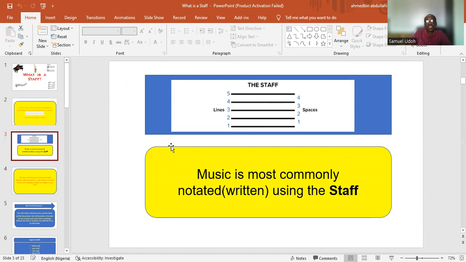Okay? So the higher you go, the pitch increases. As you go low, you go down the staff, as in the voice becomes deeper. That's what we mean by pitch, high pitch, low pitch. High pitch, the voice becomes lighter. Low pitch, the voice becomes deeper.